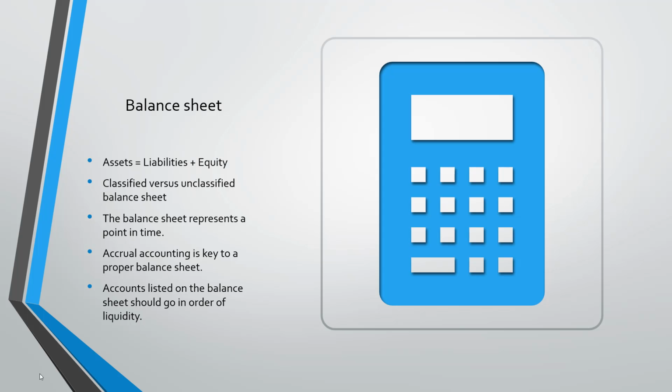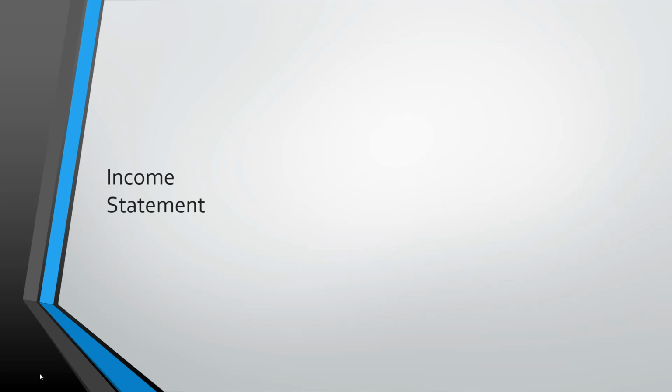Even in your liability section, your accounts payable should be the very first account. The only time that accounts payable won't be the first account in the liability section is if you have checks in excess of bank balance. That's really just an accounting entry, so don't worry too much about that. But even your liabilities will go in the order of what has to be paid first. What is the most pressing item that needs to be paid first?